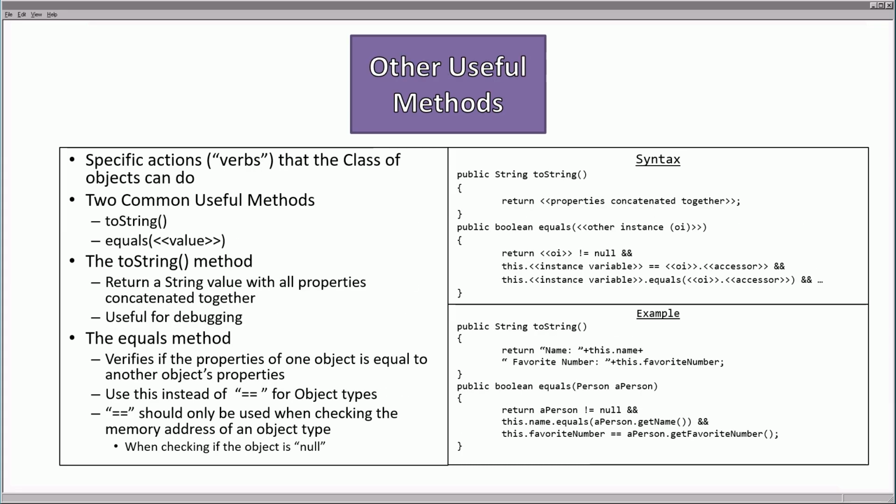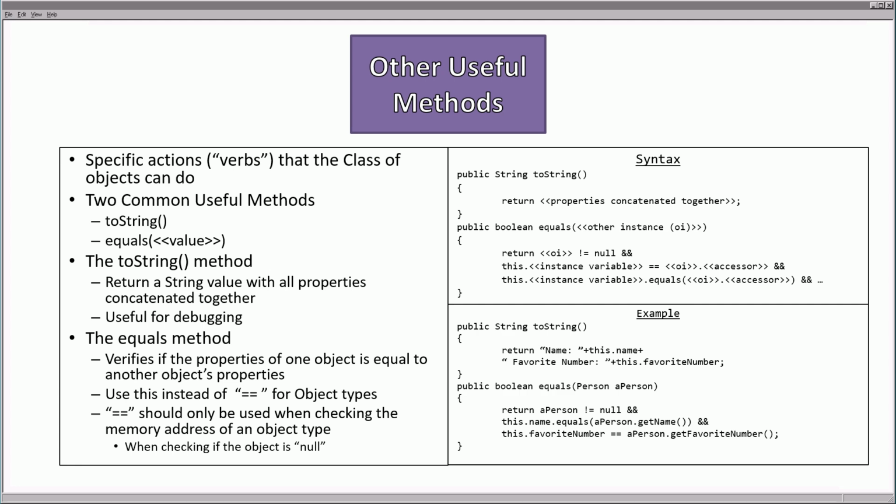Now we get to other useful methods. These are basically the actions, the verbs that are very specific to this kind of object. Now, putting a lot of these aside, there are two very common methods that are particularly useful, and one is called toString, and the other one is called equals. The toString method returns a string value with all of the properties in that object concatenated together. This is very useful to use while debugging. The equals method verifies if the properties of one object are equal to another object's properties.